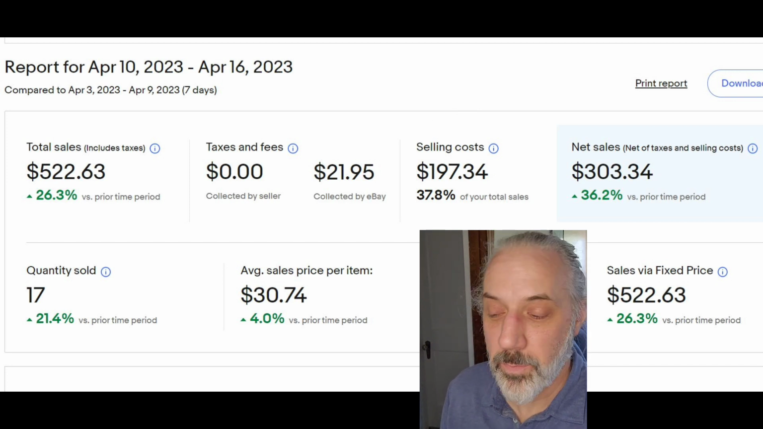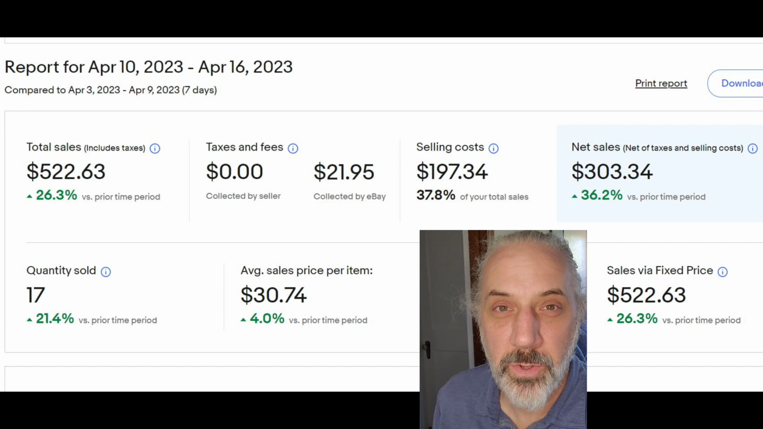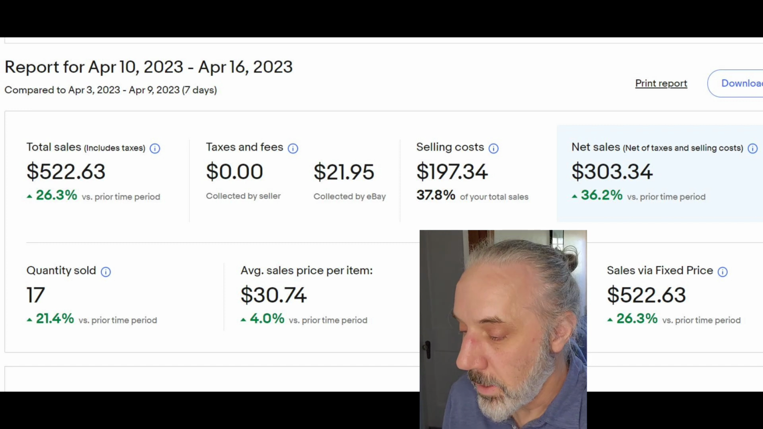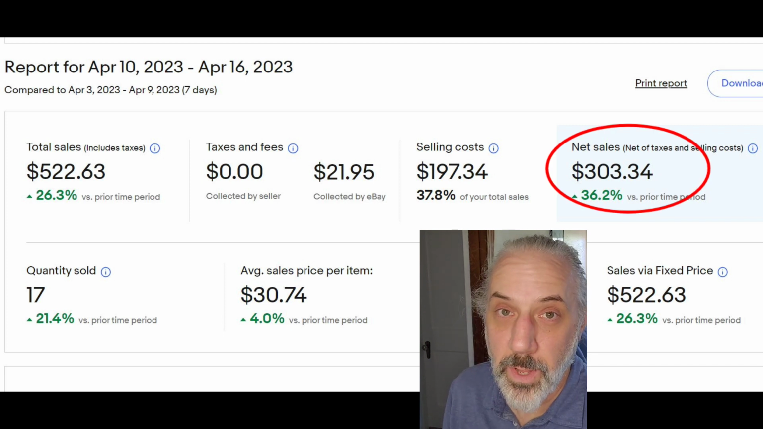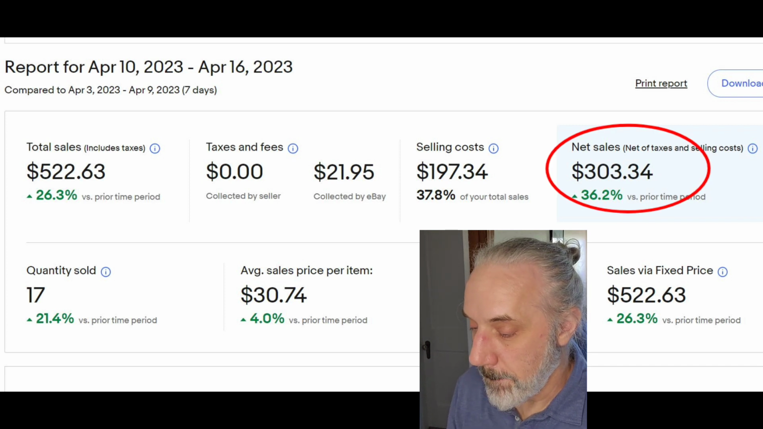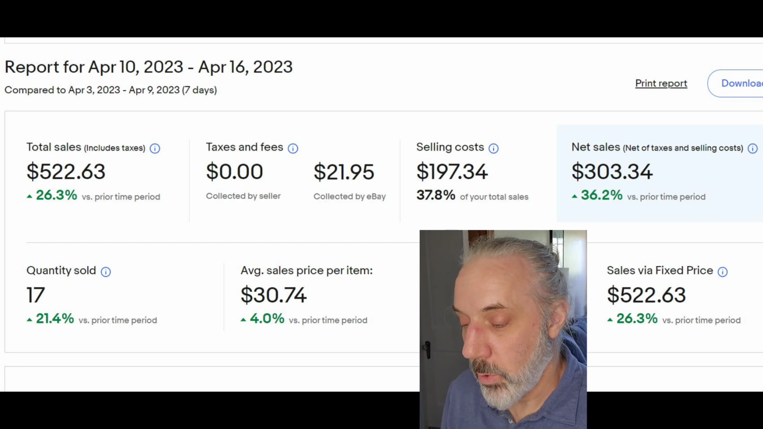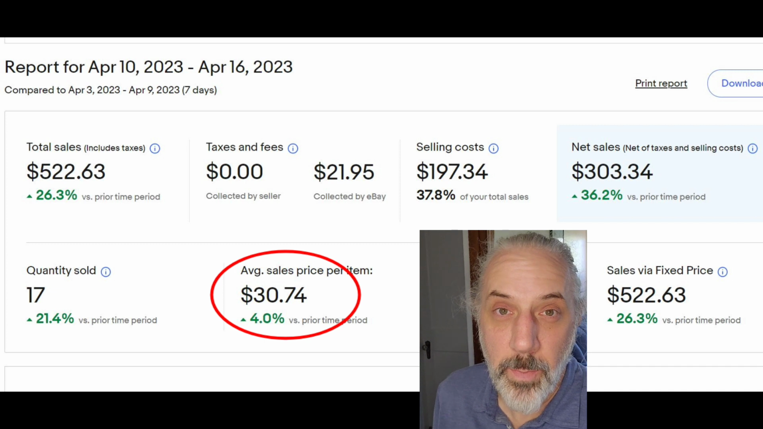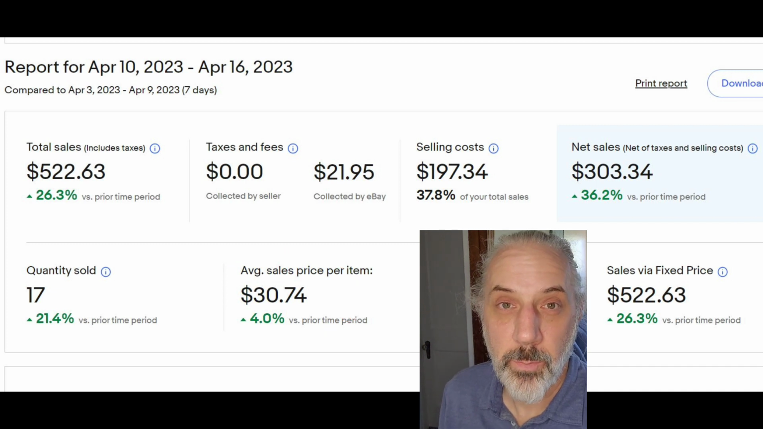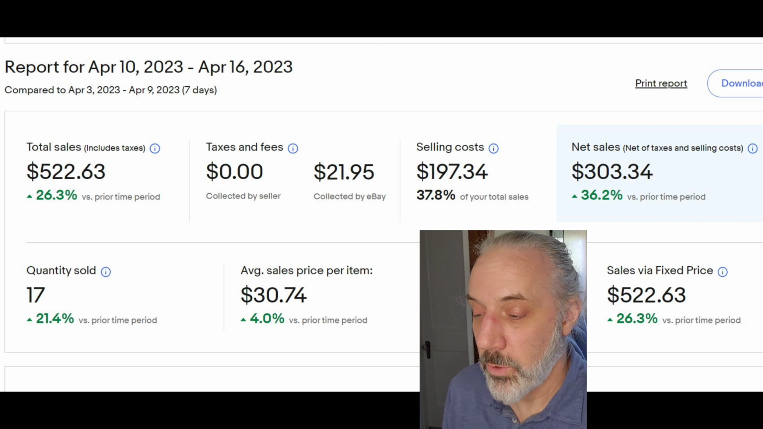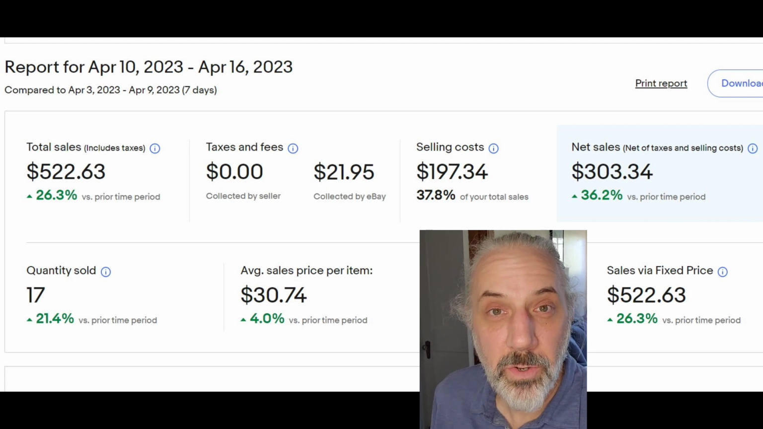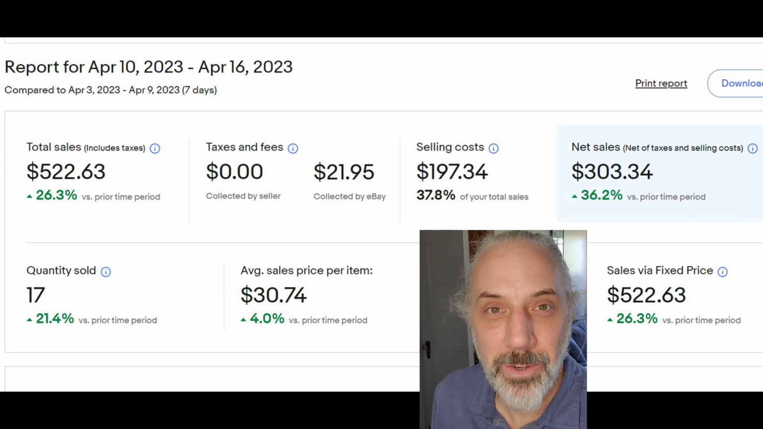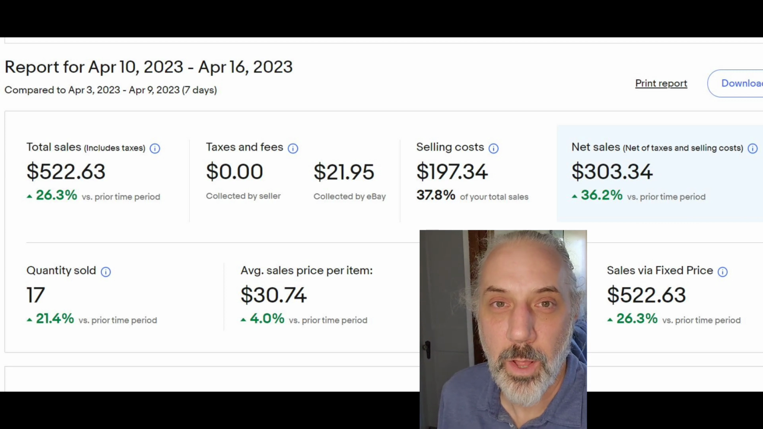37.8%, which is about where I've been, in between 36 and 38%. My net sales, or what eBay paid me, $303.34. Really good. And my average selling price per item for this week, $30.74. We'll talk about this later, but my target is to have an average selling price of over $28, which will ensure that I have at least a $10 profit per item. So that looks like a good sign. We'll get into those metrics a little bit later in this video as well.